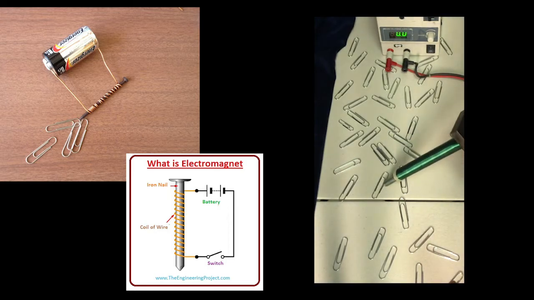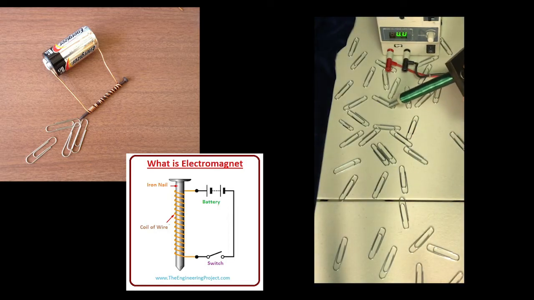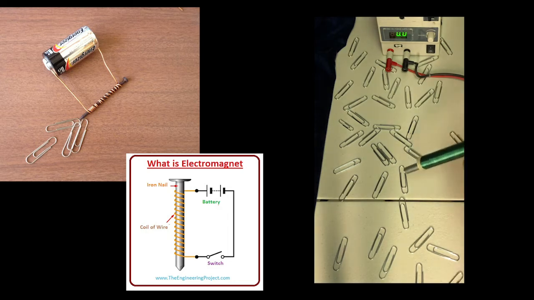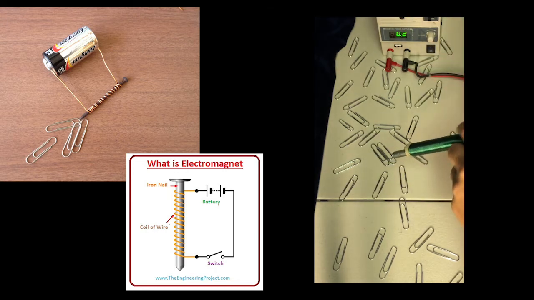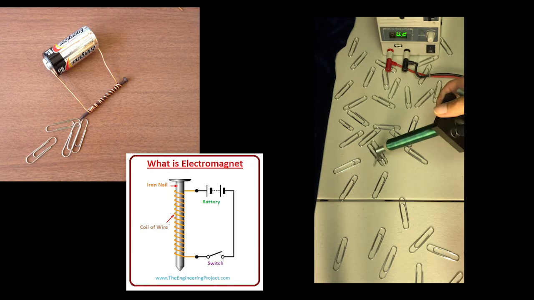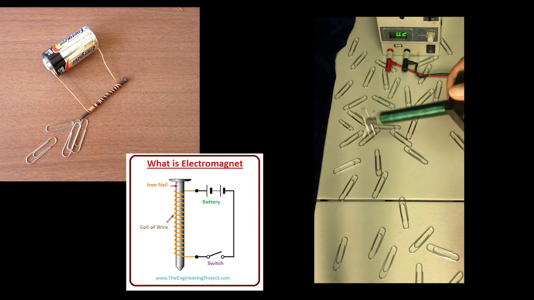Before I turn it on, you'll notice that I cannot pick up any paper clips. But once I turn it on, and try not to short the sucker out, you'll see it easily picks up paper clips. Now this is without me doing a whole heck of a lot. This is not a particularly strong magnetic field that we're making right now.